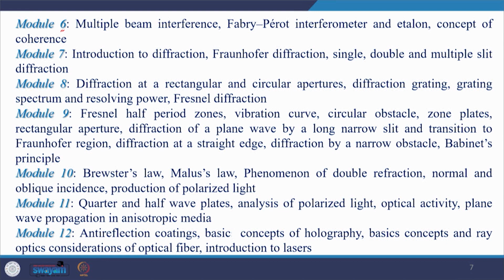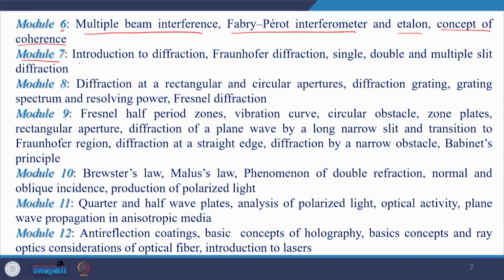We will continue with interference in module 6 as well, and in module 6 we will see interference with multiple beams. That would be followed by Fabry-Perot interferometer and Etalon, and then the concept of coherence would be introduced, which is a very important part. With module 6, we will finish the interference, and module 7 will start diffraction.